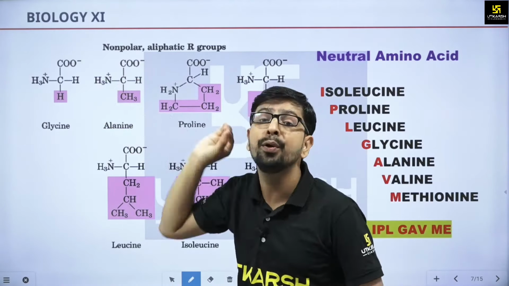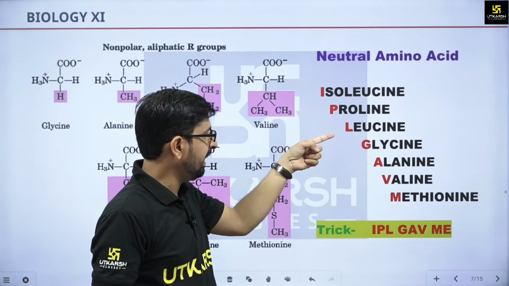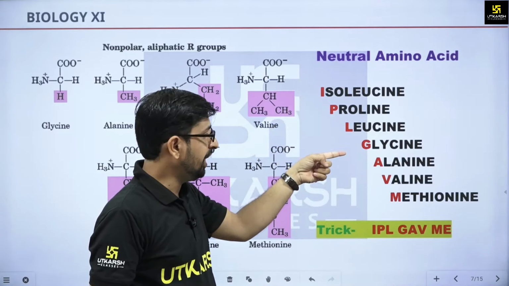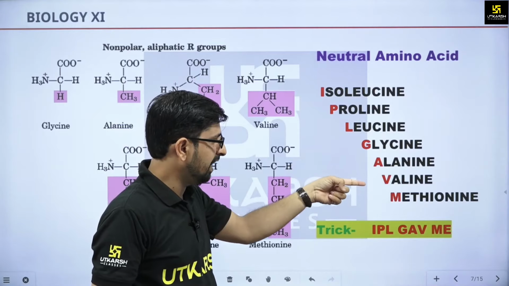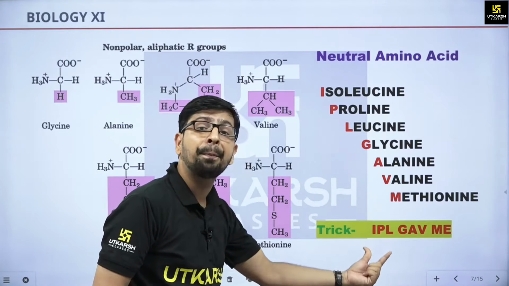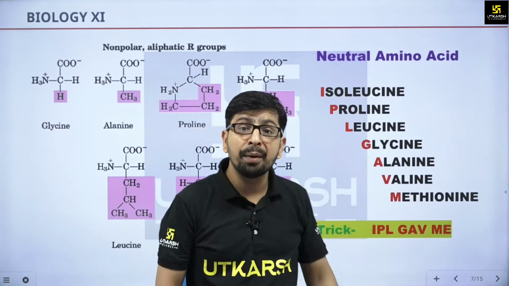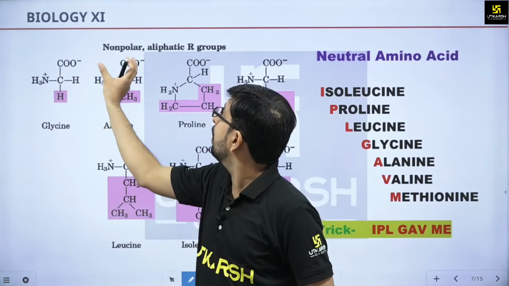Okay, the simple mnemonic is IPL in the village. I: isoleucine, P: proline, L: leucine, G: glycine, A: alanine, V: valine and M: methionine. The simple mnemonic for neutral amino acid. Neutral amino acids are non-polar with an aliphatic R group. Okay, next.